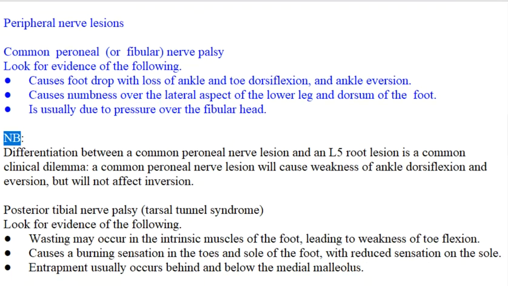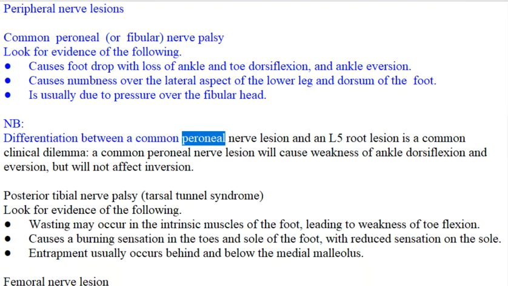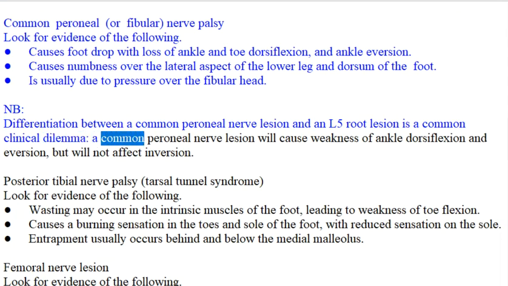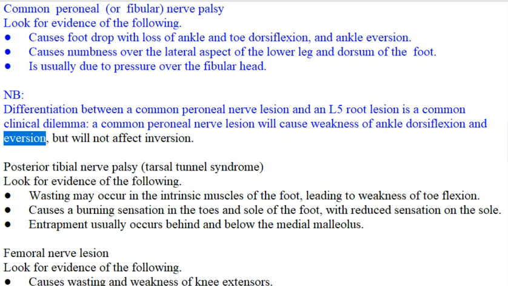NB. Differentiation between a common peroneal nerve lesion and an L5 root lesion is a common clinical dilemma. A common peroneal nerve lesion will cause weakness of ankle dorsiflexion and eversion, but will not affect inversion.